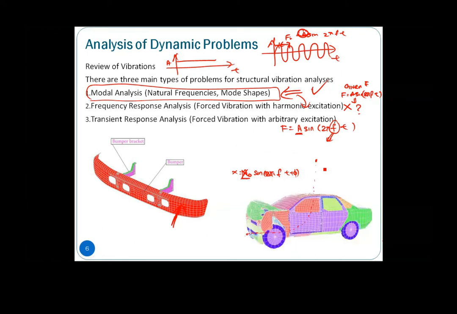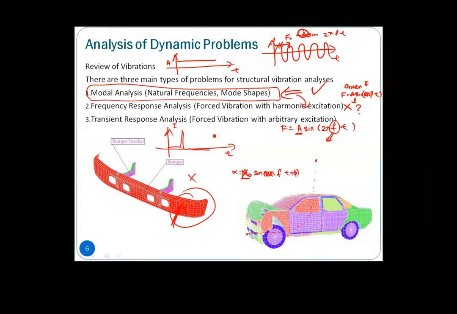So the third one will be transient response analysis. This is with arbitrary excitation. This force could be any force over time, so it's not a harmonic force. It could be an impulse: you have your F at a certain T, an impulse hitting on your system or the surface, and what will be the response, your X itself. That is a transient, so it's not a steady state. Because it's not continuous, it's not steady.